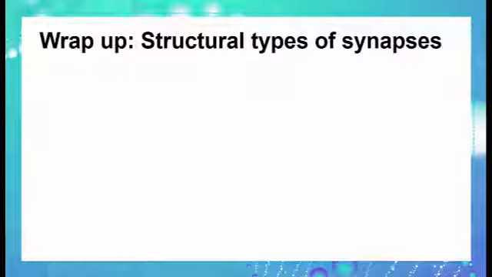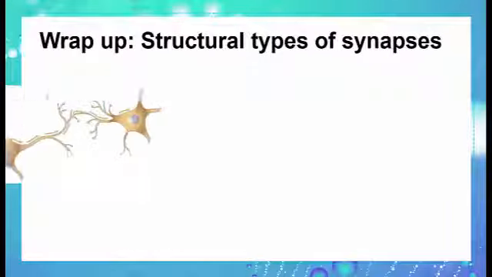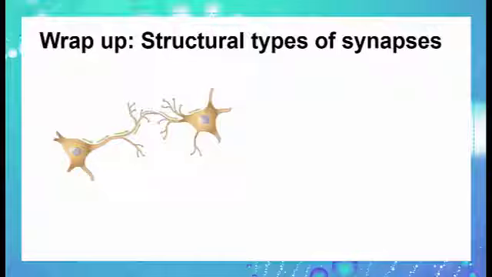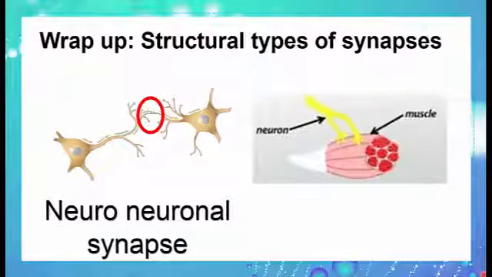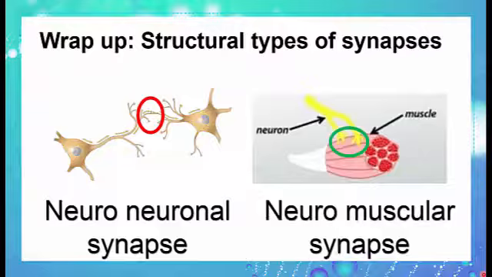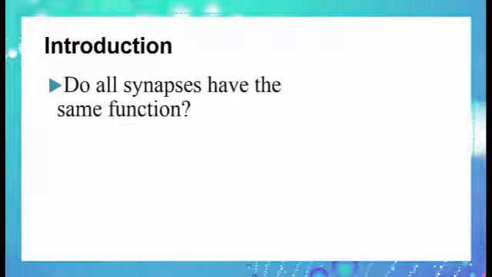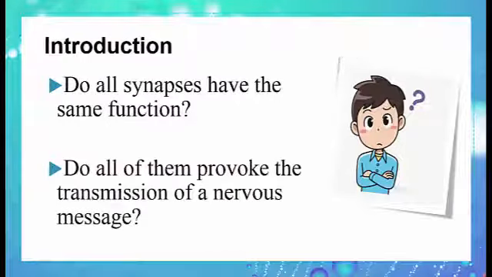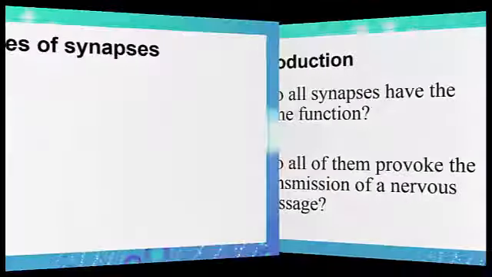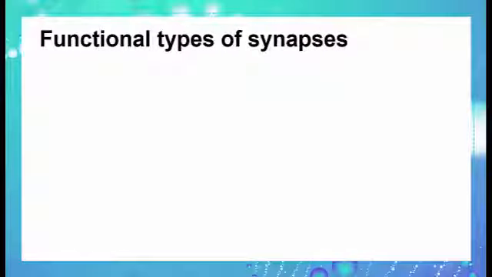Let's first remember the structural types of synapses. We have two types. If the synapse is between two neurons, like this one, it's a neuroneuronal synapse, while if it is between a neuron and a muscle, it's a neuromuscular synapse. But do all synapses have the same function and do all of them provoke the transmission of a nervous message? Let's see. So we have to study the functional types of synapses.